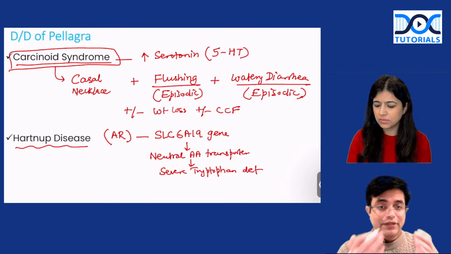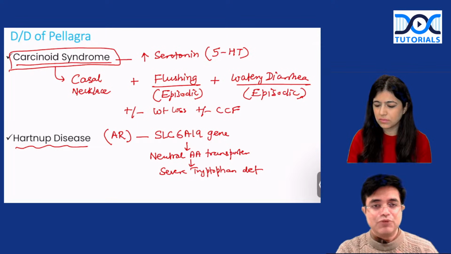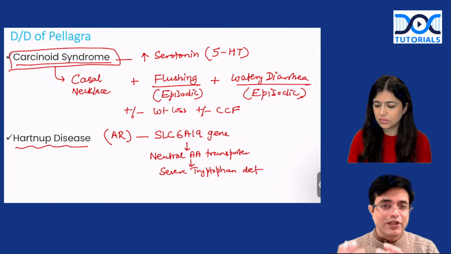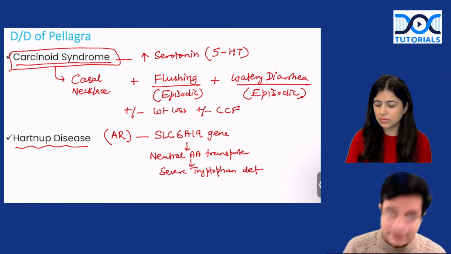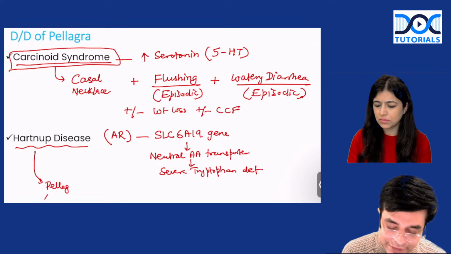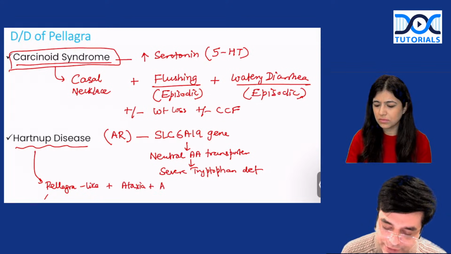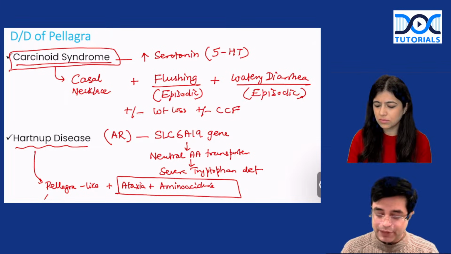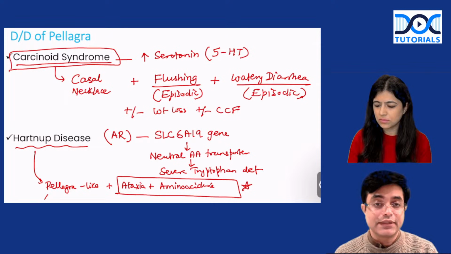Now, remember, these patients not only have a problem in absorption through the gut, there is also difficulty in reabsorption through the kidneys. And so, how to differentiate Hartnup disease? They will have pellagra-like symptoms along with ataxia, along with aminoaciduria. So if the examiner is saying positive family history, young age of onset, ataxia with aminoaciduria, your diagnosis will go in favor of Hartnup disease.